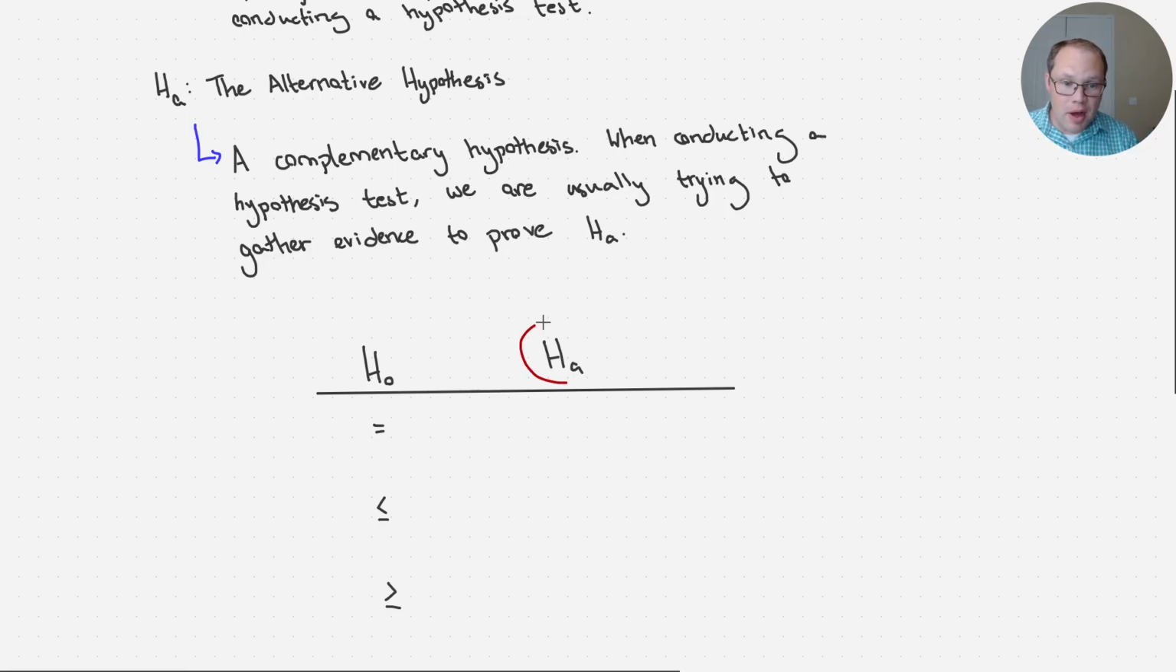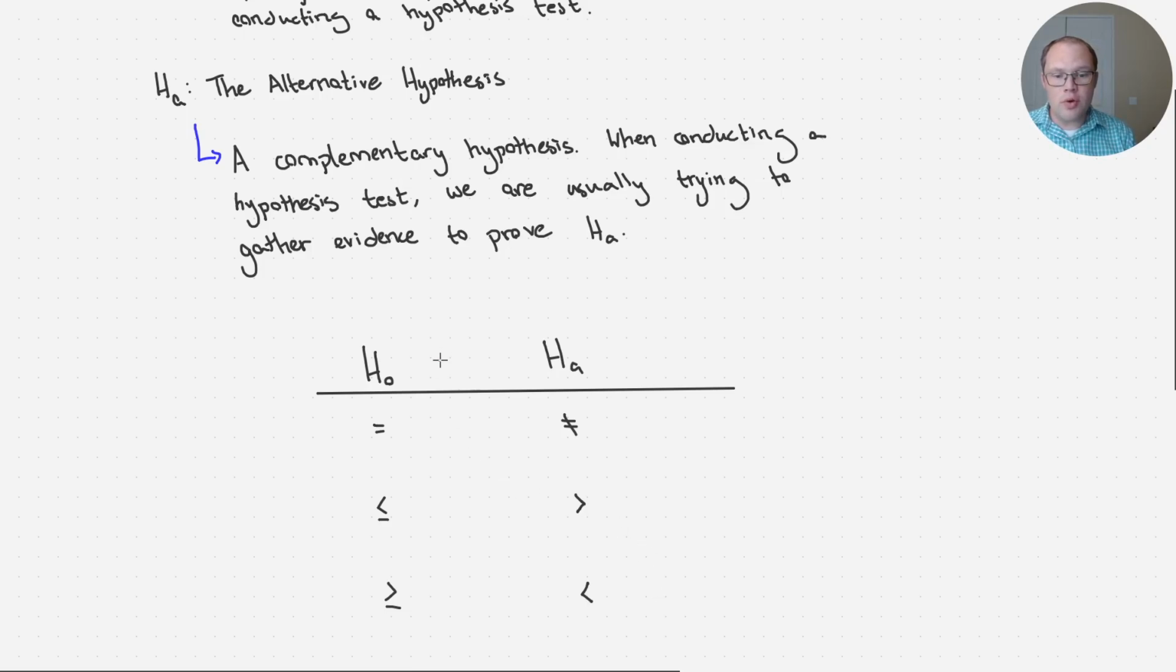The alternative hypothesis is the complementary mathematical statement. So it's always the opposite symbol. The opposite of equals is not equals. The opposite of less than or equal to is strictly greater than. The opposite of greater than or equals is strictly less than.